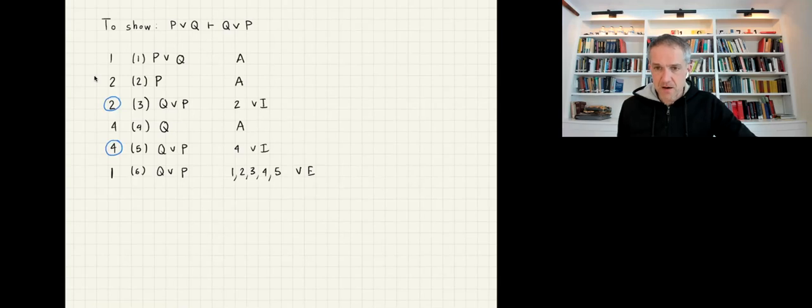In the case here, 4 is the assumption that starts the subproof that leads to Q or P, so I get to delete 4. 4 was a hypothesis that gets deleted when I move to that final or elimination. So there I have it on line 6. I did or elimination. Q or P follows from 1, that is P or Q. So that's a finished proof.